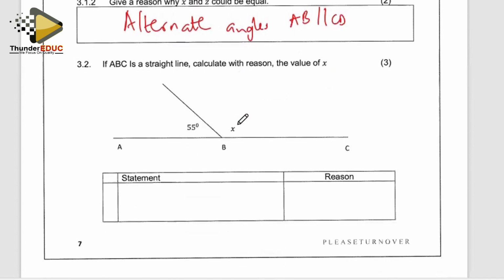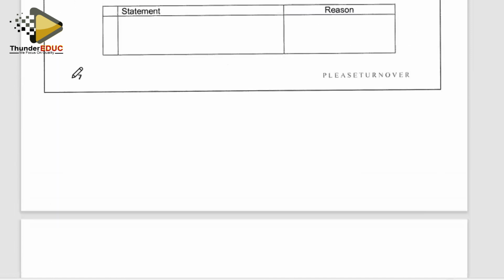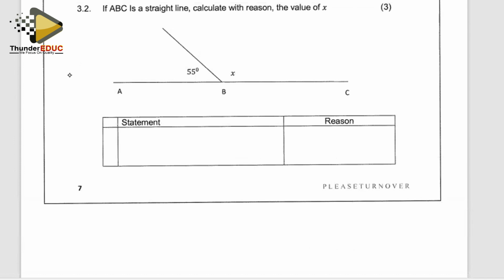Then 3.2, if ABC is a straight line, they want us to get the value of x with reasons. Okay. So the statement that we need to know is that for as long as we have angles on a straight line, if there are 2, the sum of those 2 angles must be equal to 180. If there are 3, the sum of those 3 angles must be equal to 180. So I'm going to say 55 plus x must give us 180. This is going to be the adjacent supplementary angles. Okay, adjacent simply meaning that next to each other, but they are lying on a straight line.